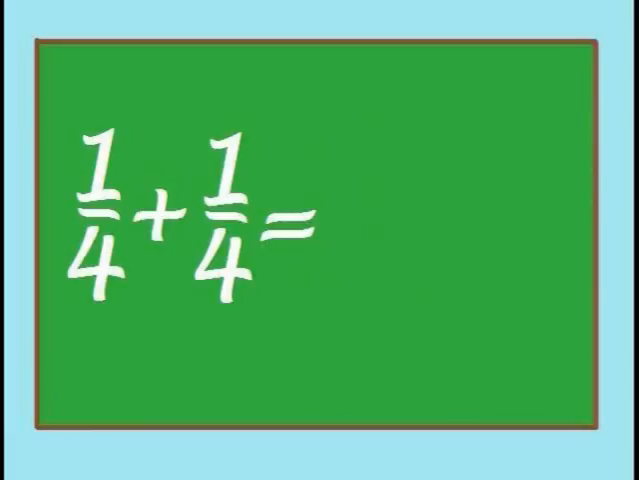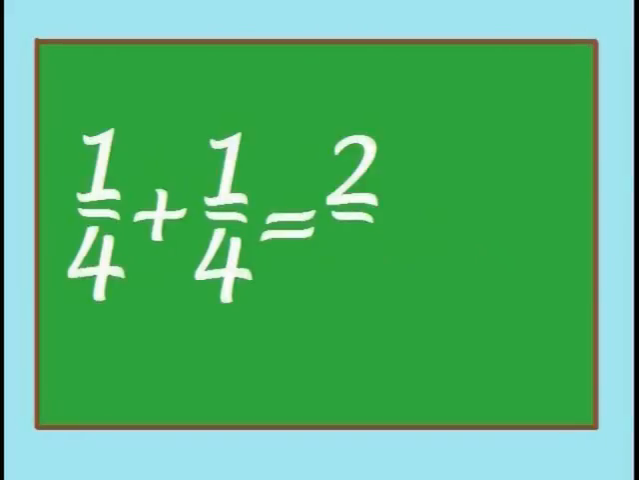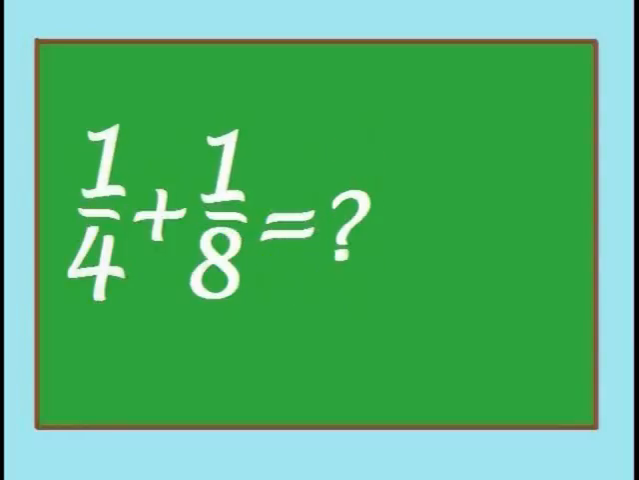Too easy. When adding fractions, just remember this: numerator plus numerator, and bring the common denominator over. Okay, here's the problem. If you're adding 1/4 and 1/8 together, you'll notice that the denominators are different. Somehow we need to make the denominators the same, or common. Here's how we do that.